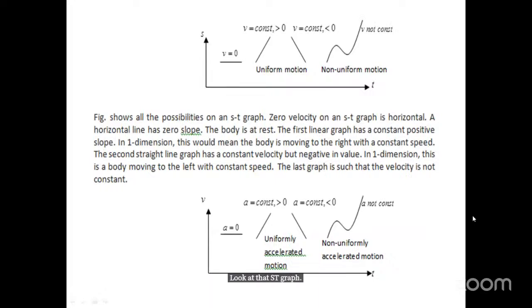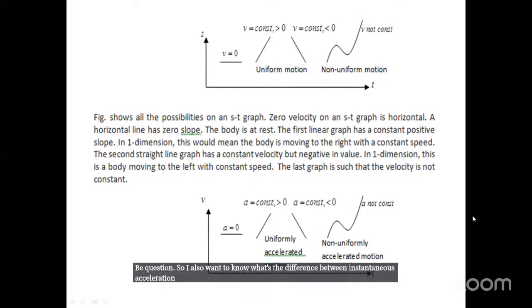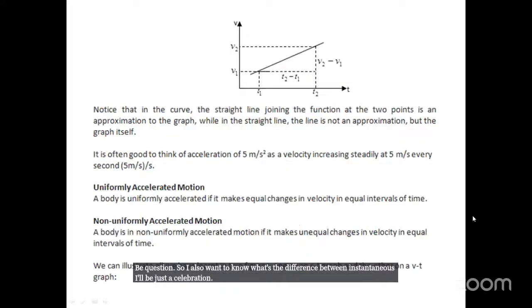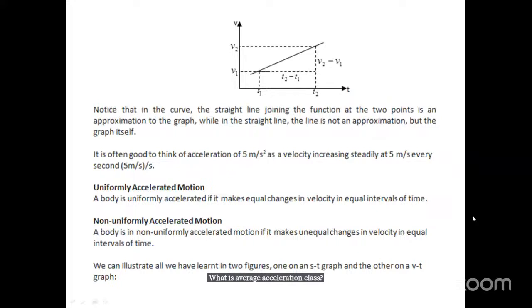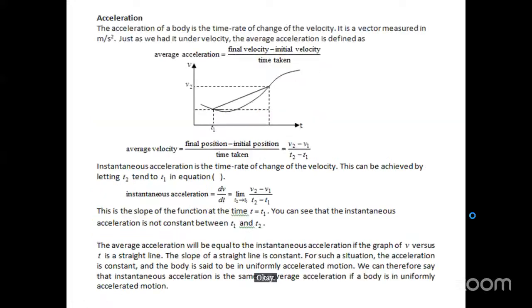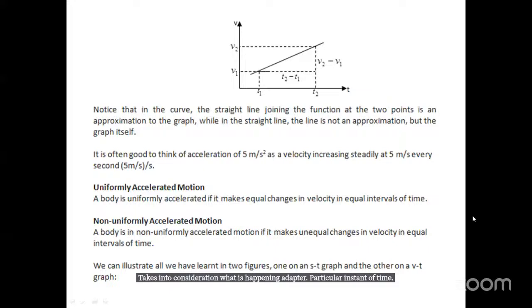Sir, please, I have a question. What's the question? Sir, I also want to know what's the difference between instantaneous acceleration and average acceleration. What is average acceleration, class? Final velocity minus initial velocity. It does not take into consideration what happens between T1 and T2. Can you see that? Does it take into consideration what happens between T1 and T2? No. But instantaneous acceleration takes into consideration what is happening at that particular instant of time. We're going to see an illustration of this later.